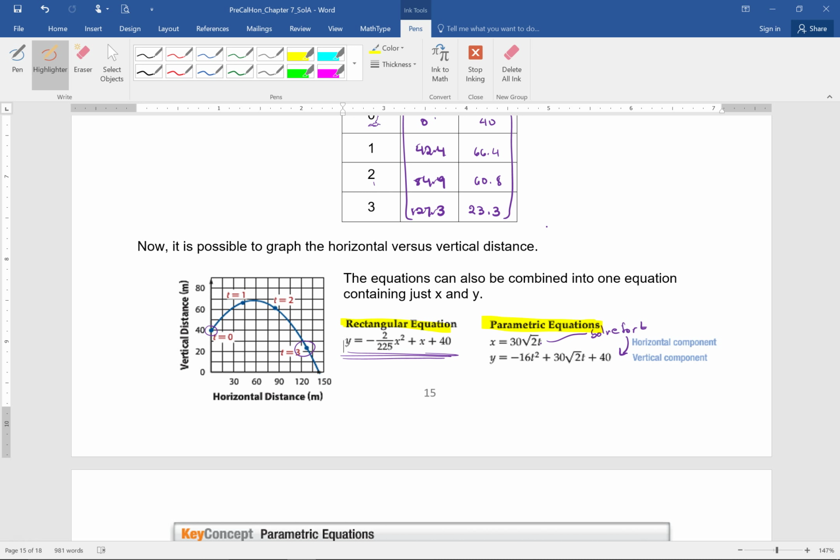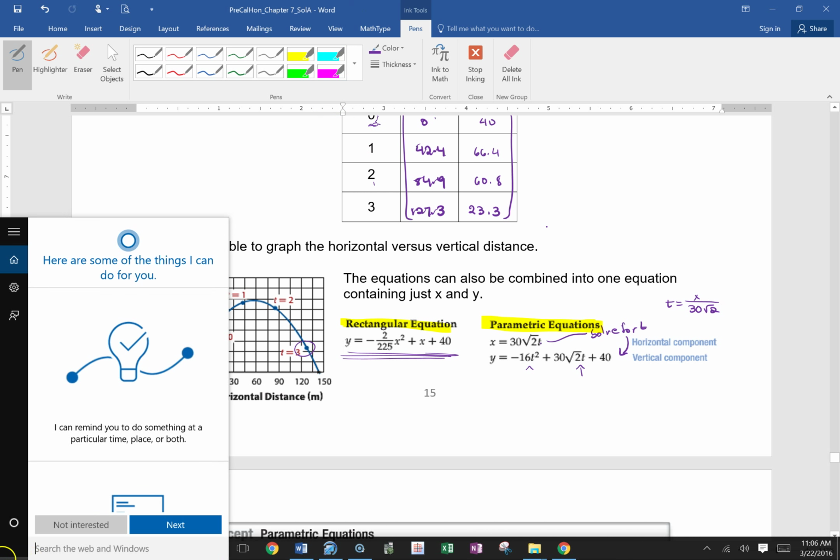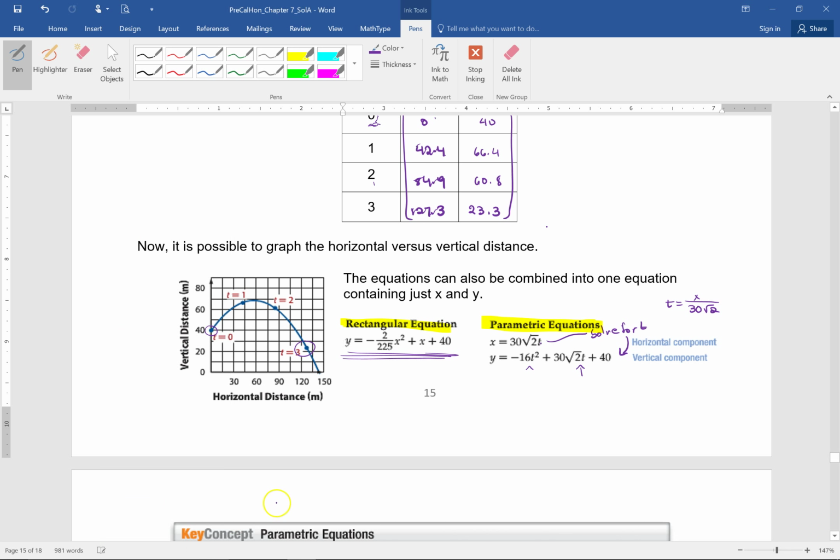So we're not going to do that for this particular problem, but what you would do is take this equation and divide by 30 root 2, so t is equal to x over 30 root 2. And you plug that in for all of your t's down here, and believe me, you get this handy little equation right there. We're going to do that process with different problems right now. Don't memorize this for this specific problem, but we're going to do the process right now.